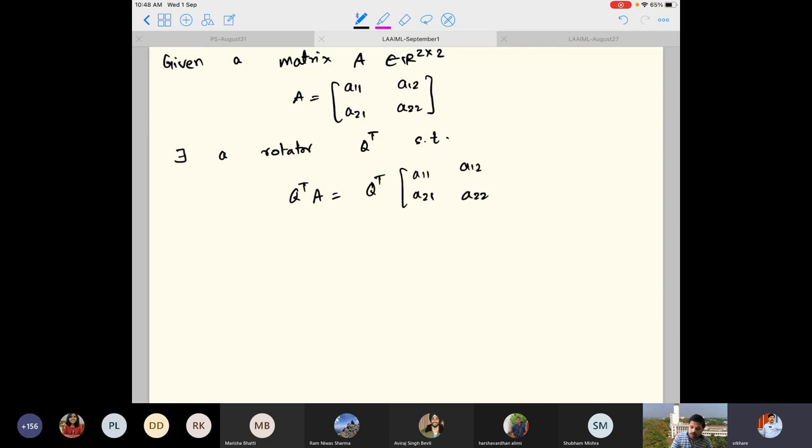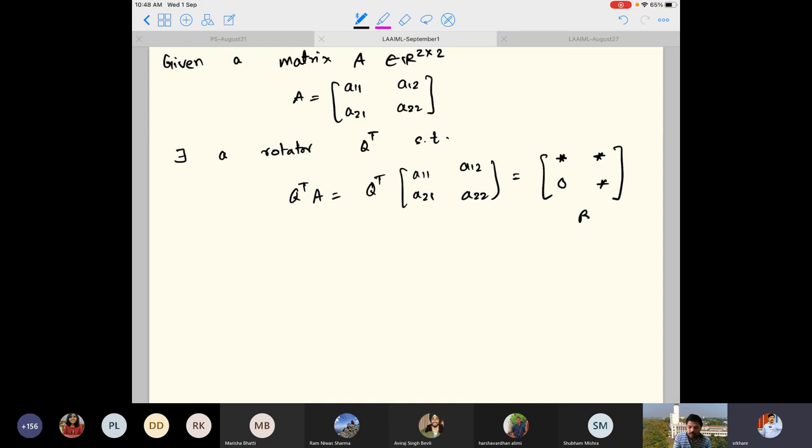So what happens to this matrix? This matrix becomes like this. Correct? So this is an upper triangular matrix R. What you have really done is that you have found a matrix Q transpose such that Q transpose into A is becoming an upper triangular matrix. Only the 2 by 2 case, but no problem. So Q transpose A is equal to R. This is an upper triangular matrix.